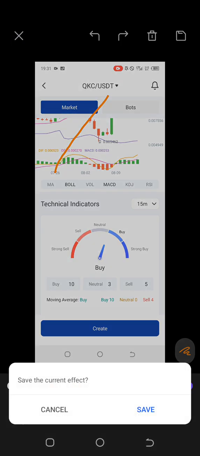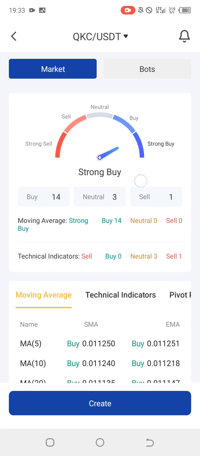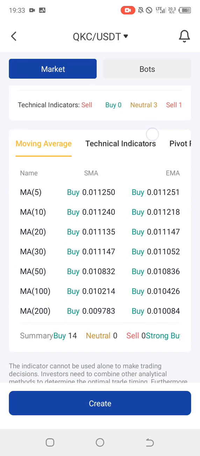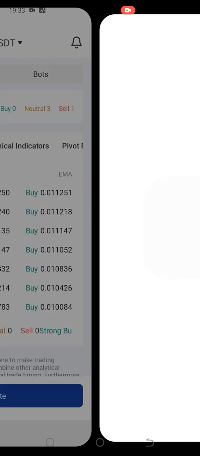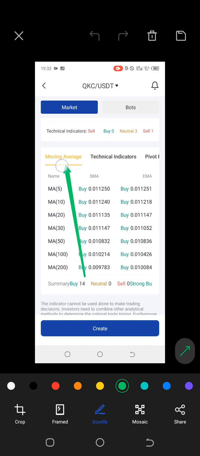So beautiful. Royal Q is just adding plenty of indicators. You can see they've added more. I'll just be using an overview. We have the moving average, we have technical indicators, and then we have the pivot. So when you tap on each of them, it gives you some trade ideas, whether or not to sell or buy this market.